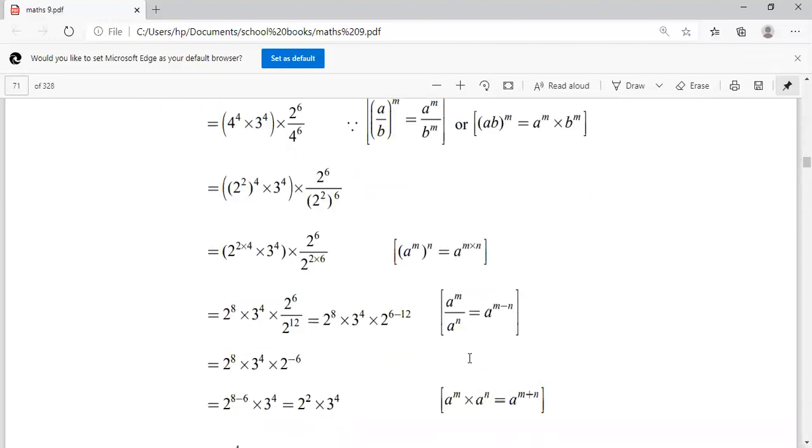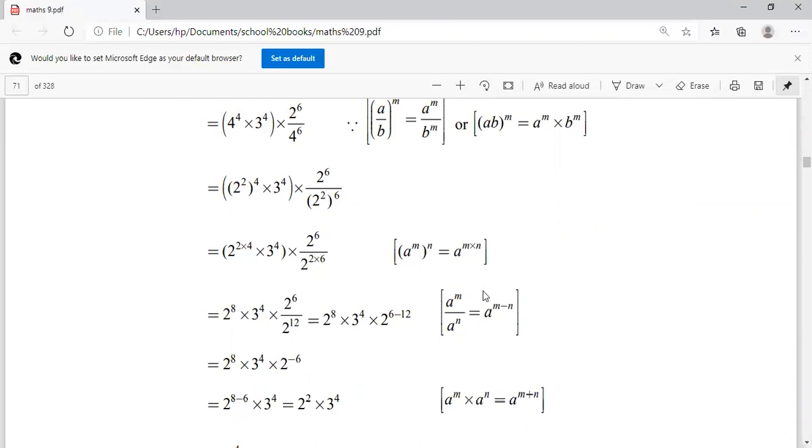Now in the next step we will write here as, see here when you multiply 2 and 4 you will get 2 to the power 8, and the next part will be written the same, it is 3 to the power 4 multiplied by 3 to the power 6 upon, when you multiply 6 and 2 you will get 2 to the power 12. So the multiplicative part you will write completely as 2 to the power 6 upon 2 to the power 12.